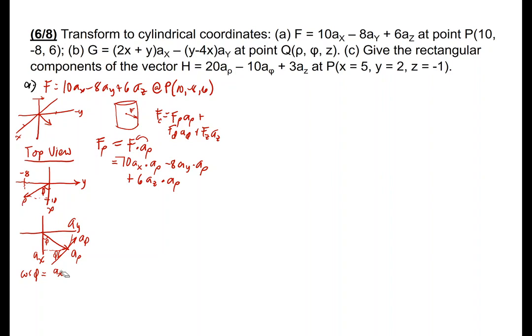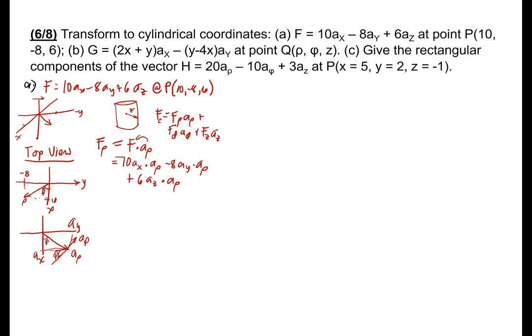Sorry, I made a mistake there. But this one, cosine phi, it's the dot product, no? Dot product of ax and a rho. So it's just like you transfer the magnitude of a rho to ax. So what is the component of a rho in terms of ax?